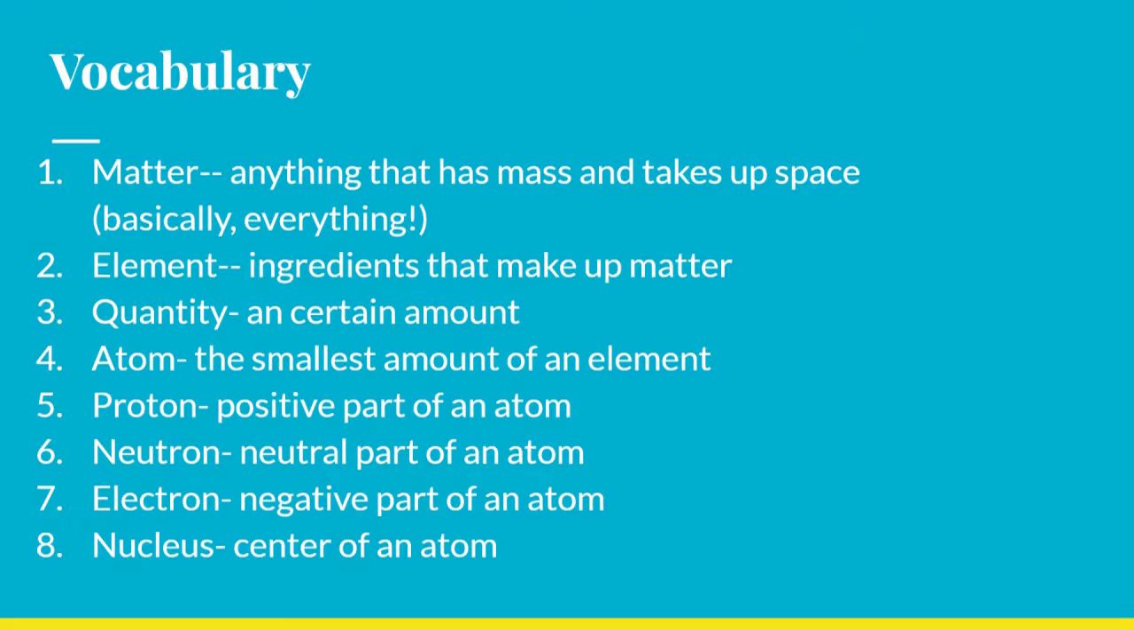A proton is the positive part of an atom. A neutron is the neutral part of an atom. It doesn't have a charge. An electron is the negative part of an atom. It has a negative charge. The center of an atom is called a nucleus.